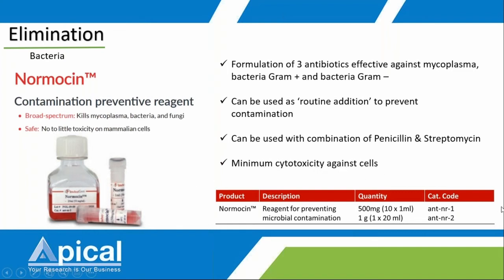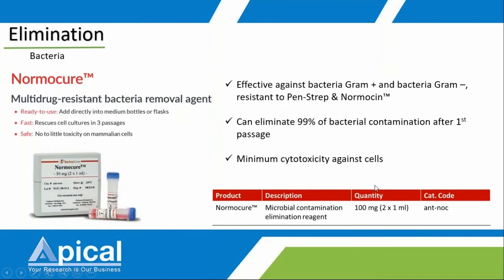So this is the product information. So we have two packaging sizes. One is 500 mg, another one is 1 gram. All right. So this is Normocin.